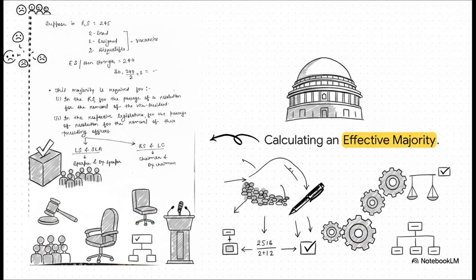Let's actually walk through a real-world example from the Rajya Sabha, which has 245 total seats. Say you've got 2 dead members, 1 who resigned and 2 who were disqualified. That's 5 vacancies, right? Subtract those from 245 and your effective strength is 240. Divide by 2, add 1, and boom, you need exactly 121 votes. And you need this specific, rigorous math for serious actions, like passing a resolution to remove the vice president.